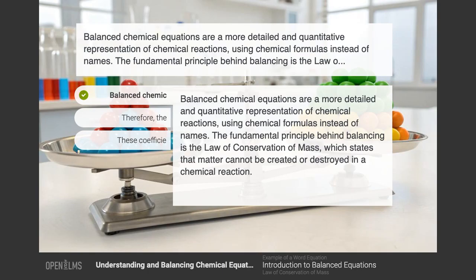Balanced chemical equations are a more detailed and quantitative representation of chemical reactions, using chemical formulas instead of names. The fundamental principle behind balancing is the law of conservation of mass, which states that matter cannot be created or destroyed in a chemical reaction.